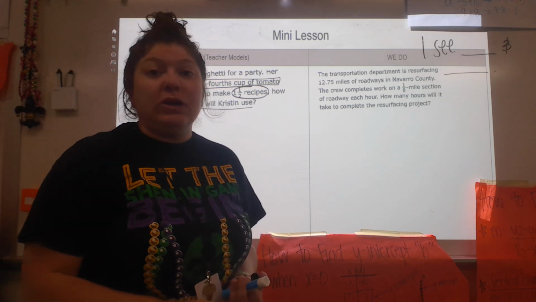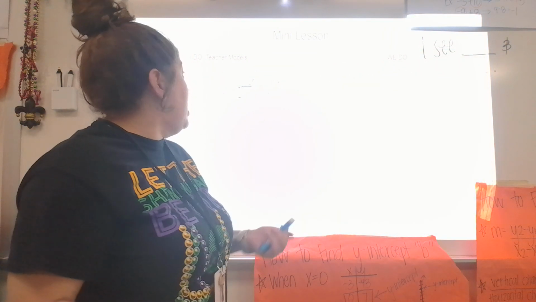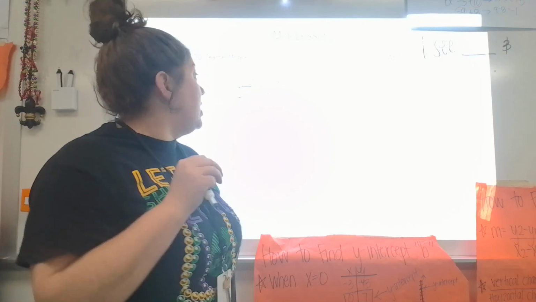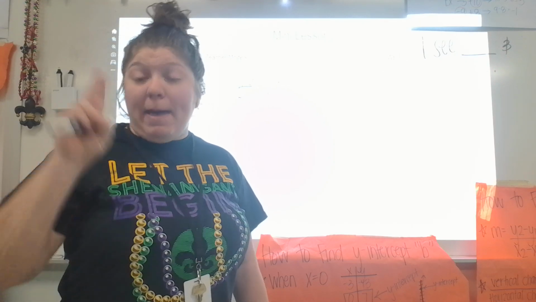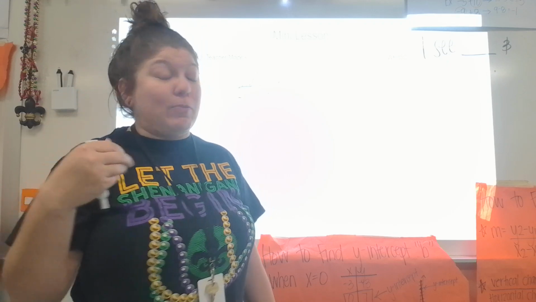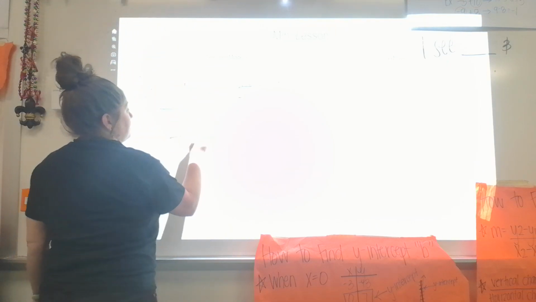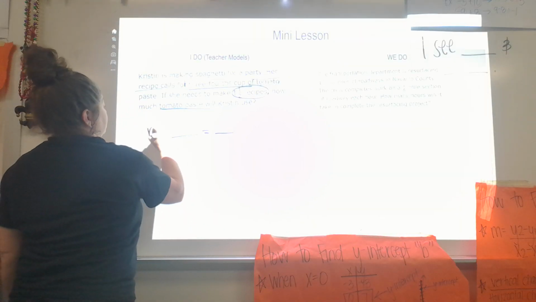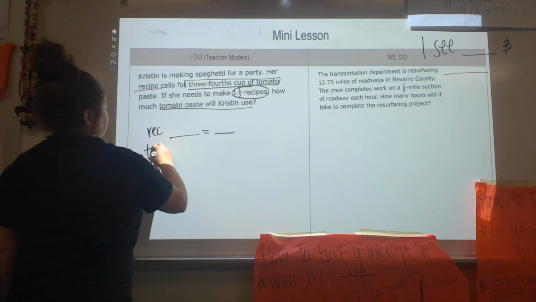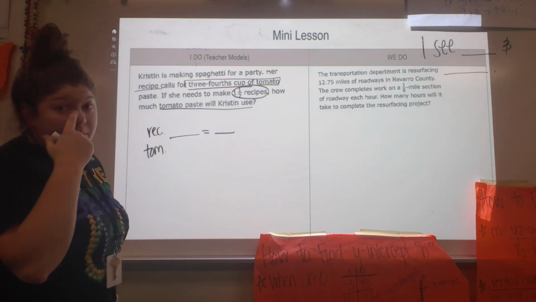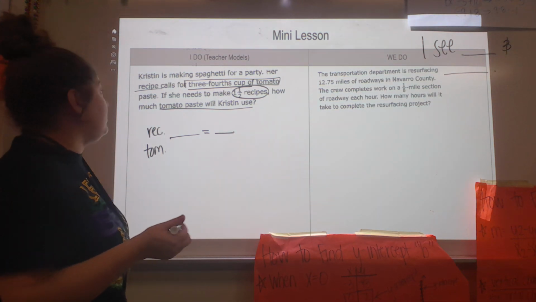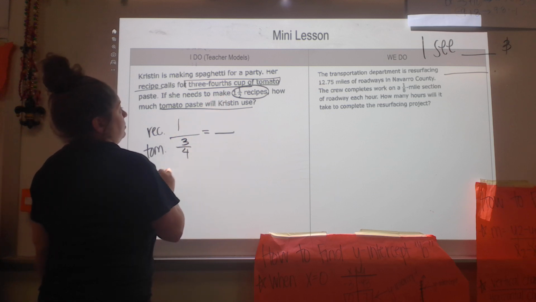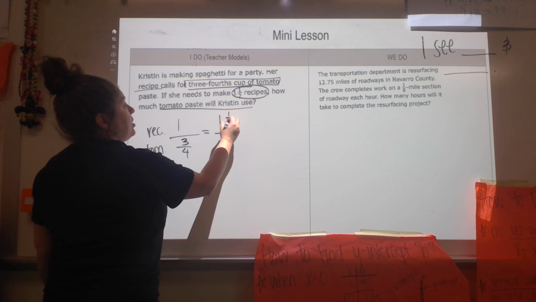So, what do we know? We know that a recipe has 3/4 cup of tomato paste, but she needs to make more than that one recipe. She needs to make 1 1/2. I'm comparing two things, so I like to make a proportion. So we're comparing our recipe and our tomato paste. One recipe is 3/4. Okay, but I want 1.5 recipes.